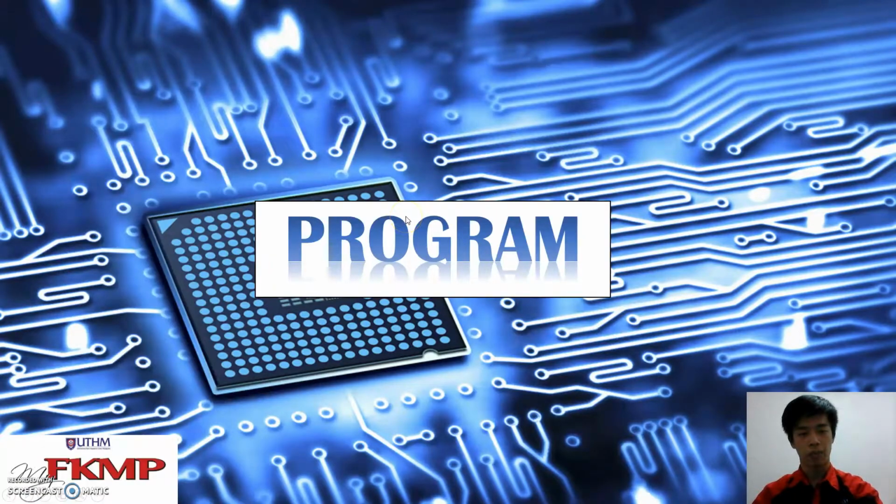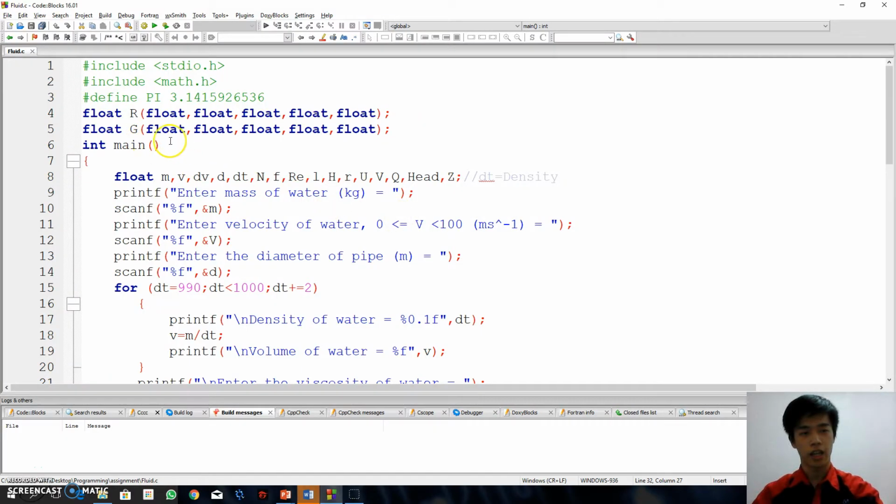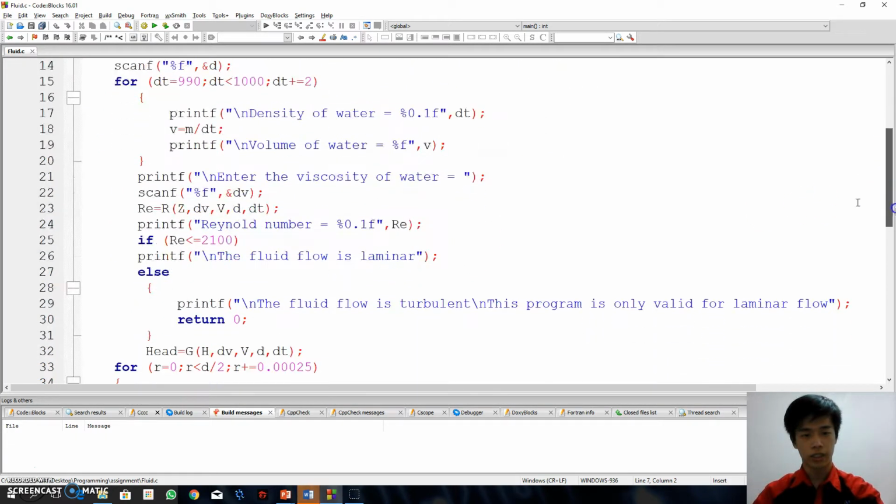So now is the part for program. Here we can see that I'm using Code::Blocks with the C programming language to solve the problem related to fluid mechanics. This is the function in this program, and this starts with the main function, where it requires the user to enter the value of mass of water, velocity of water, and the diameter of pipe, to calculate the density of water and volume of water.